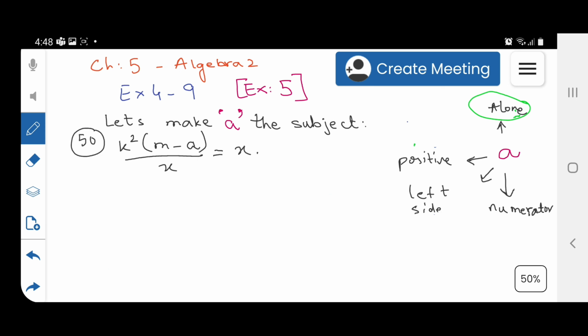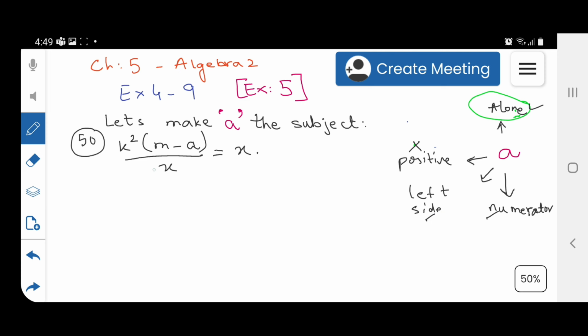Let's take a look at question number 50. This question is again from exercise 5, so we have A as our subject. Here you can see that A is on the left side. A is in the numerator, but A is not positive this time, and also A is not alone. So we need to make it positive and to make it all alone. Here we cannot directly change the sign of A, because obviously it is inside a bracket. So let's start by making it alone first, and then we will see at which step we can make it positive.